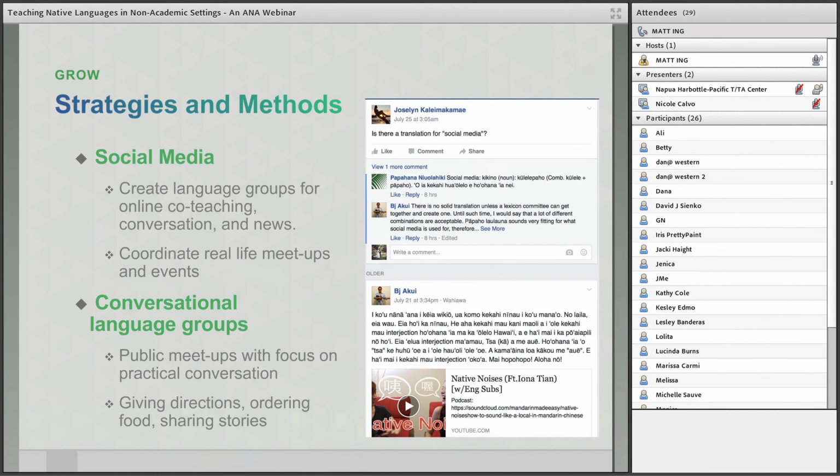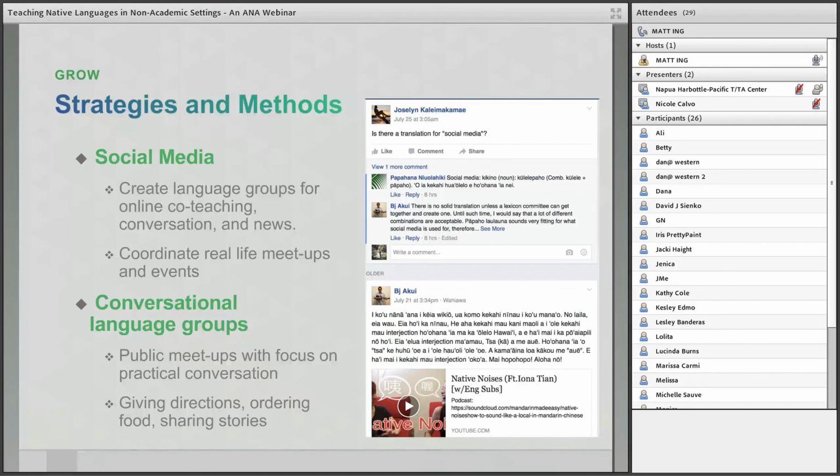Another thing is social media. Create language groups online for co-teaching, conversation, news, and then you can coordinate real life meetups. You know, I'm waiting for Pokemon Go to be done in different languages, native languages, and see how good that goes. Well, that might not go too well, but anyway. So you look at social media because social media is very, very powerful. A lot of people are on Facebook and it is very, very influential in that circle of people.